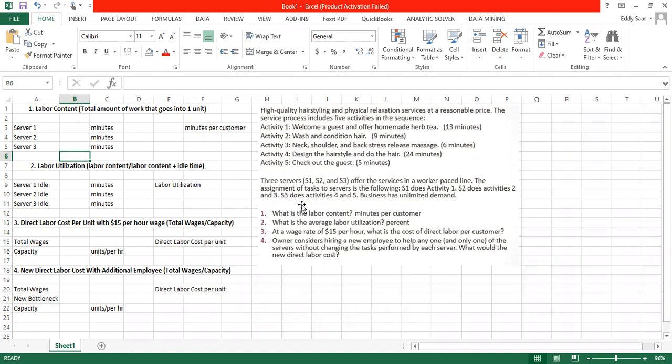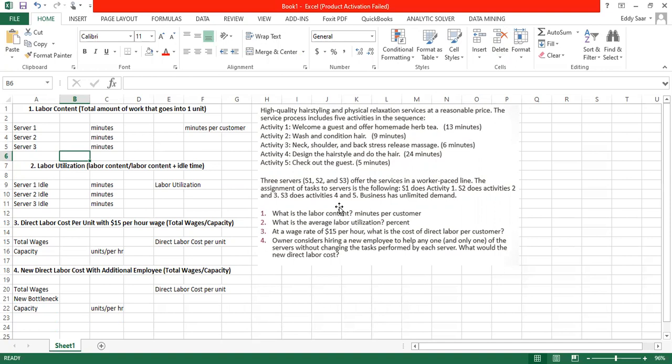So there are 3 servers that offer the services in a work-paced line. The assignment of tasks to the servers is the following. Server 1 does activity 1, server 2 does activities 2 and 3, server 3 does activities 4 and 5. The business has unlimited demand. So they're going to ask us 4 questions. The first one is, what is the labor content in minutes per customer?